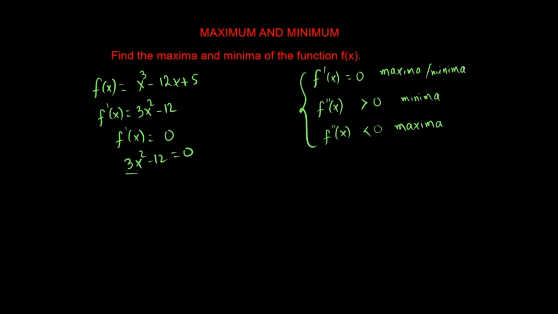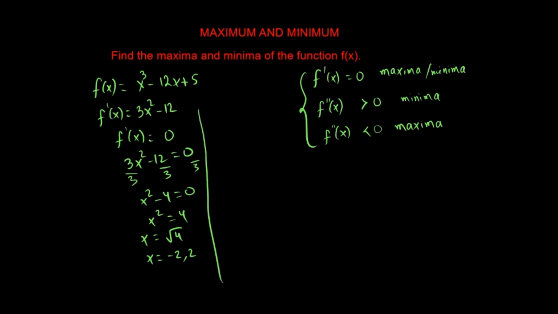3 is a common factor, so I divide both sides by 3. I have x squared minus 4 equals 0. That means x squared equals 4. So x equals square root of 4. X is either minus 2 or plus 2 because the square root of 4 is plus 2 and minus 2. And now these would be the points of either maxima or minima. We don't know which one is maxima and which one is minima, so we use the double derivative.